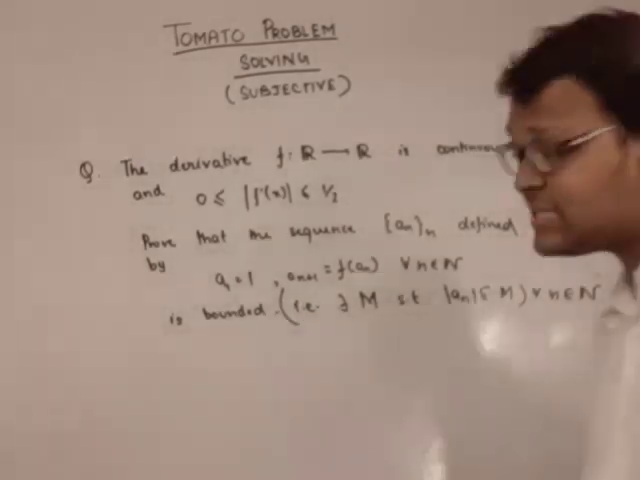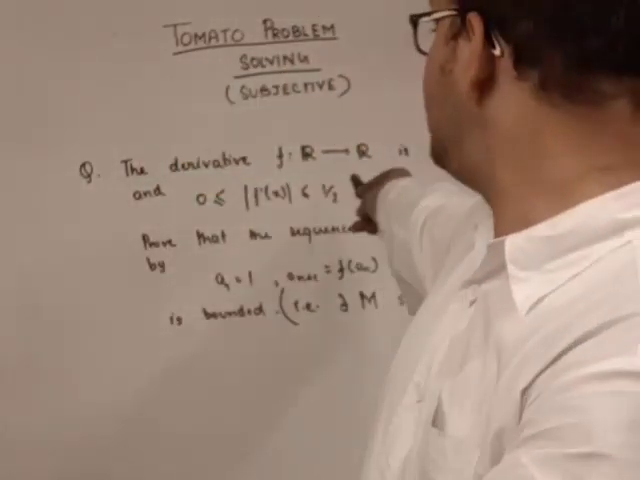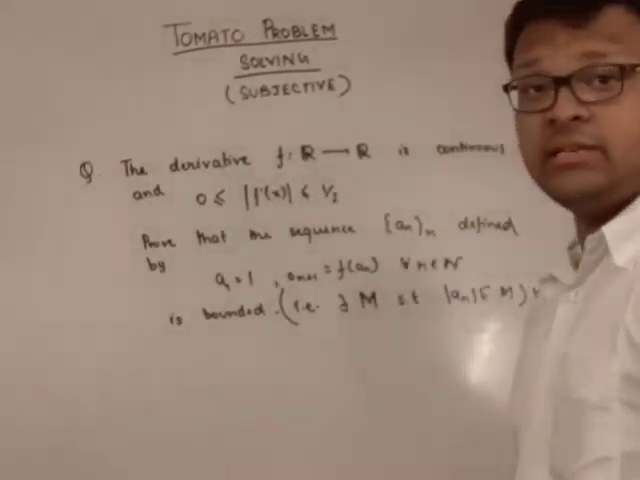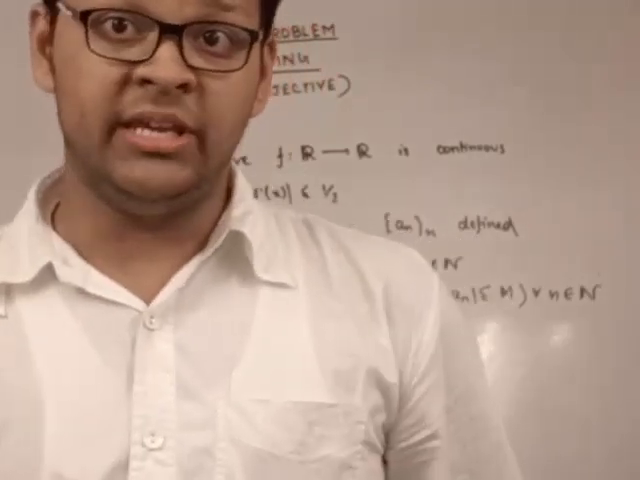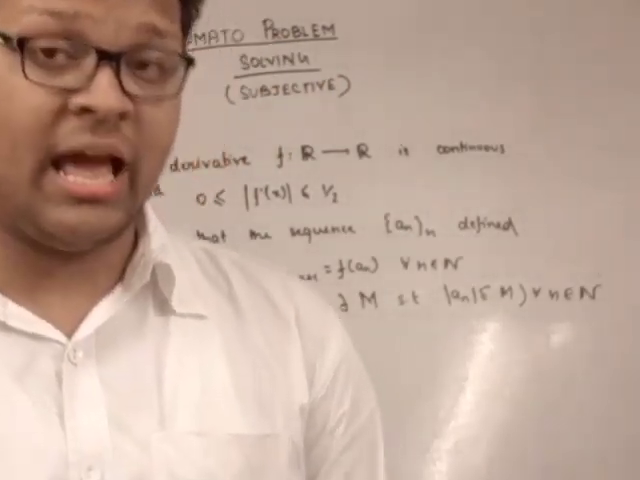So we need to understand what the question says. The derivative of the function f is continuous and is bounded in the interval 0 to half. We need to prove that the sequence defined by this is also bounded. I give you some amount of time to try it out on your own, and then later we will discuss the solutions.